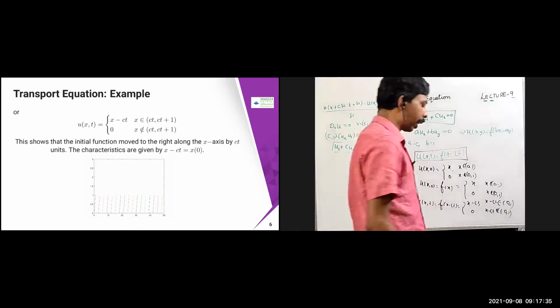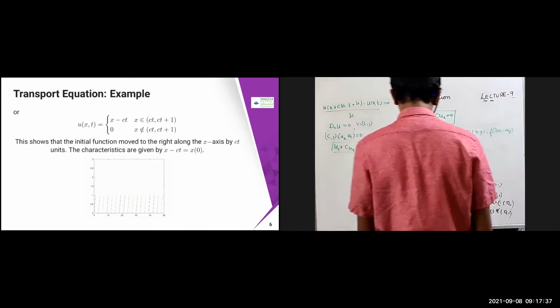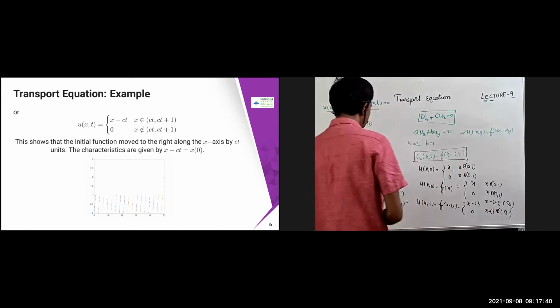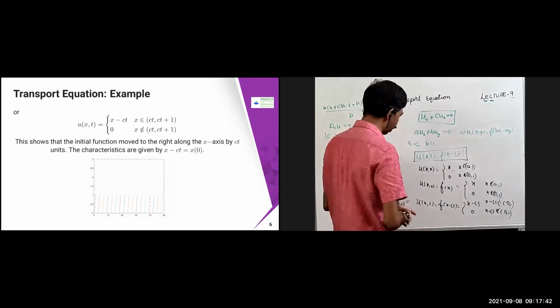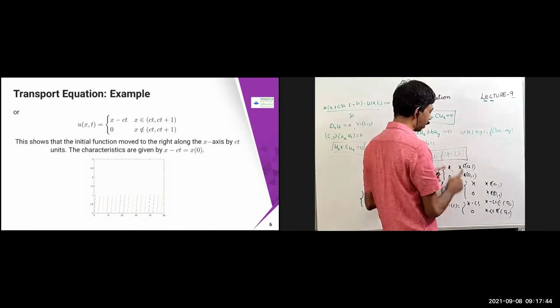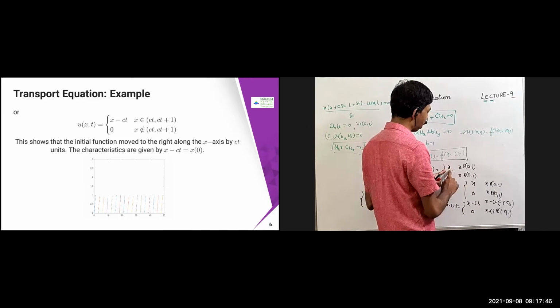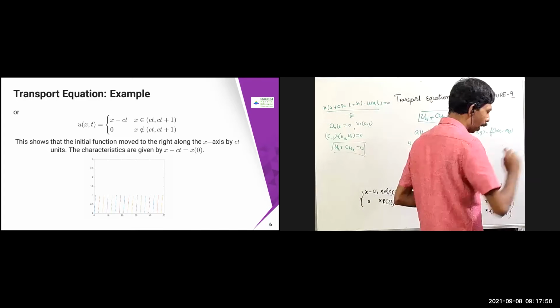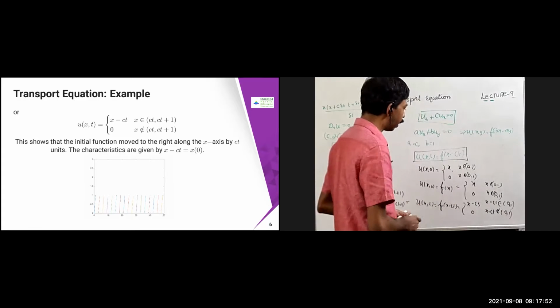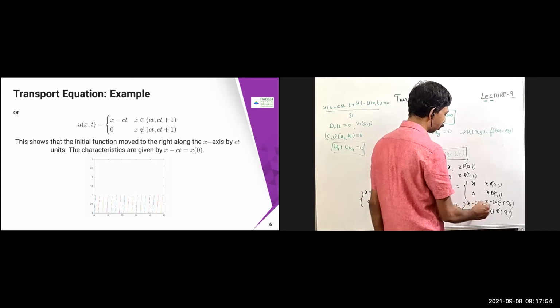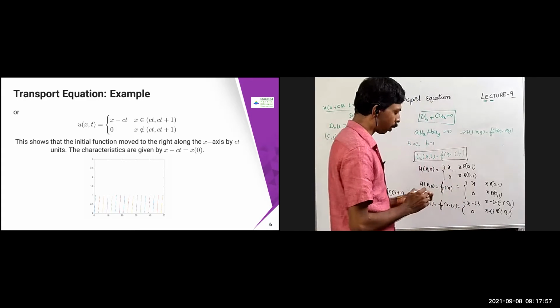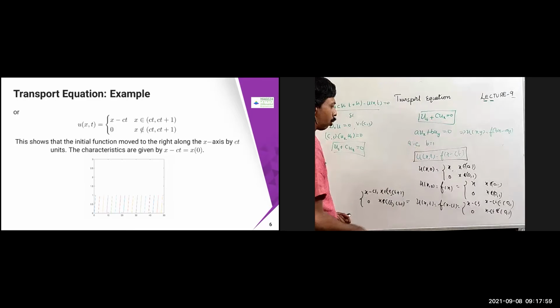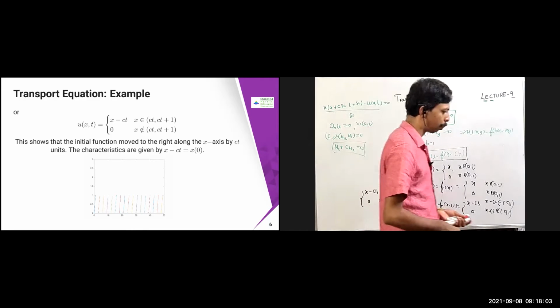So this is what we can expect. Suppose u(x, 0) is x. Then x minus ct means, if it is at the initial position, it is x. So where is it going to go? It is going to go along the direction of the river. Therefore you can expect the pollution to be there, in that direction, x minus ct, when x belongs to (ct, ct plus 1).